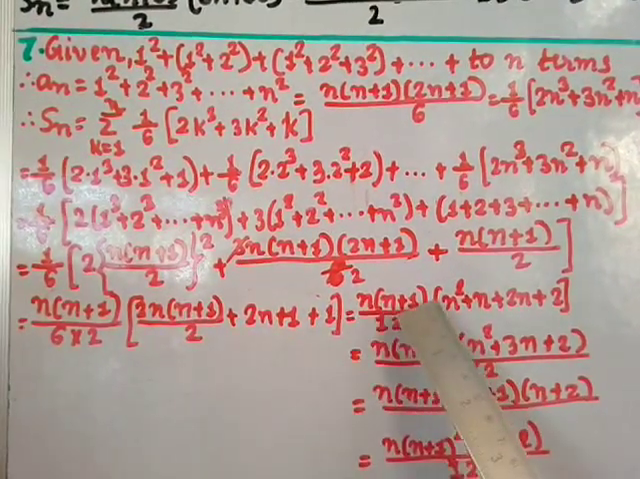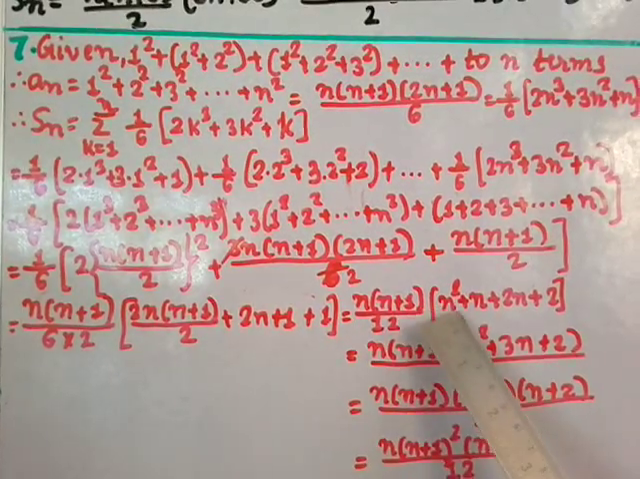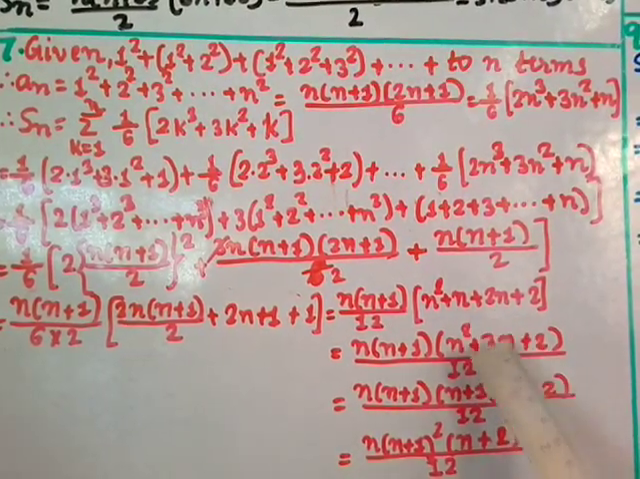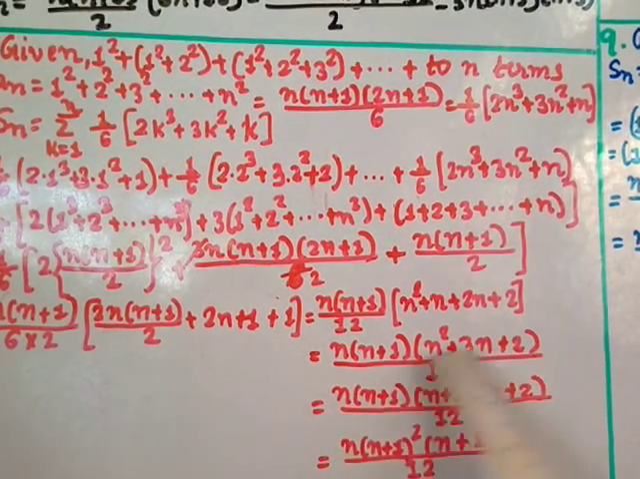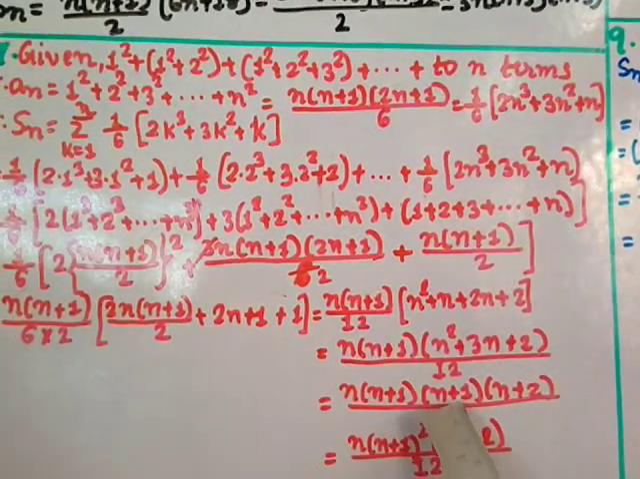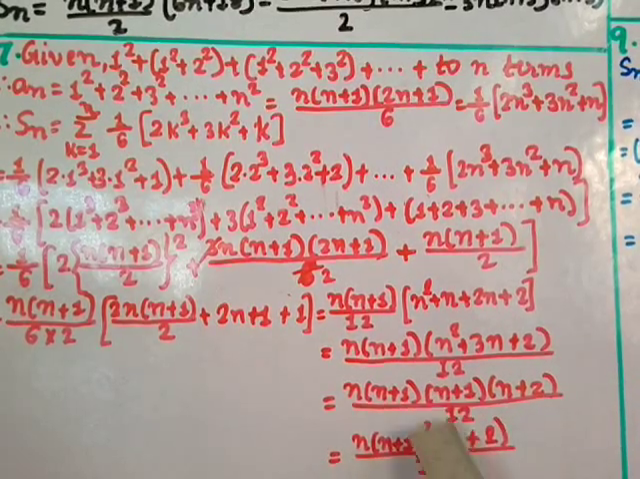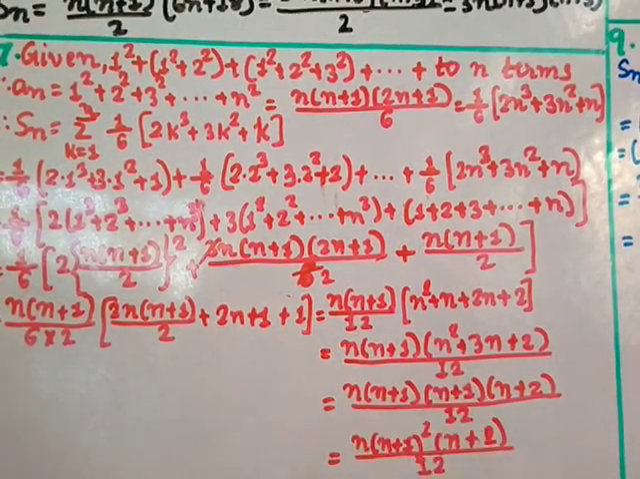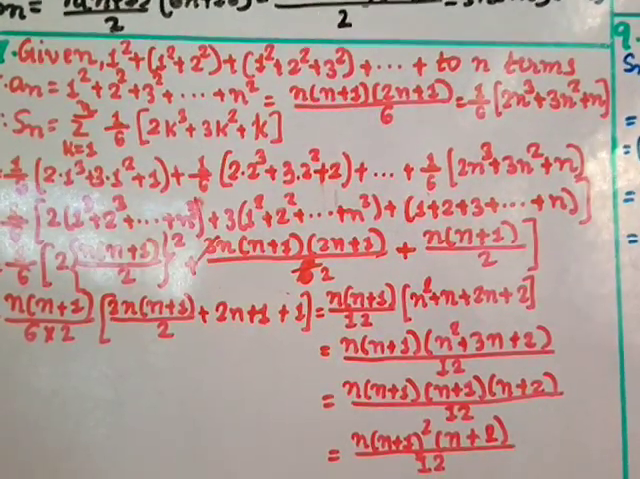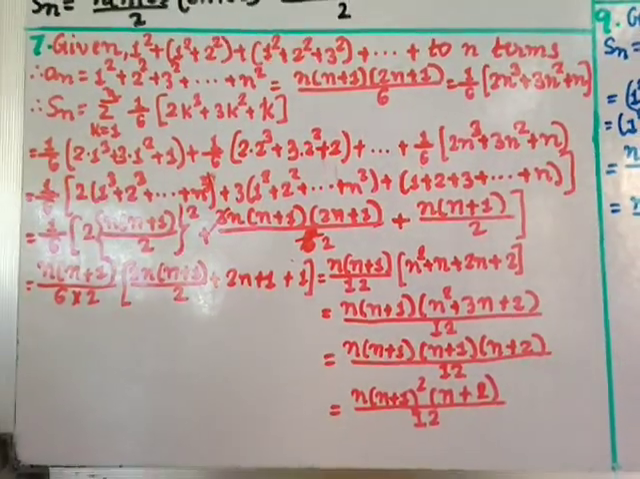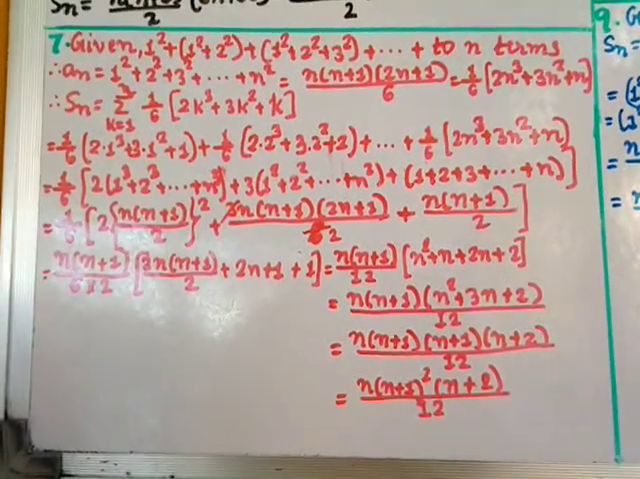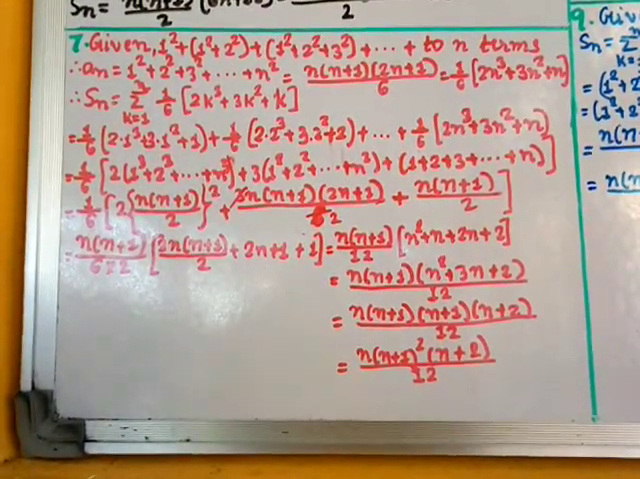Okay, now n into (n plus 1), here n square as it is, n plus 2n is 3n plus 2 divided by this 12, n into (n plus 1), this if you split the middle term you get the factors (n plus 1)(n plus 2) divided by 12. This is the same term, so multiplication you can write as a square, so I can write n into (n plus 1) whole square into (n plus 2) divided by 12. So that is the solution for question number 7.